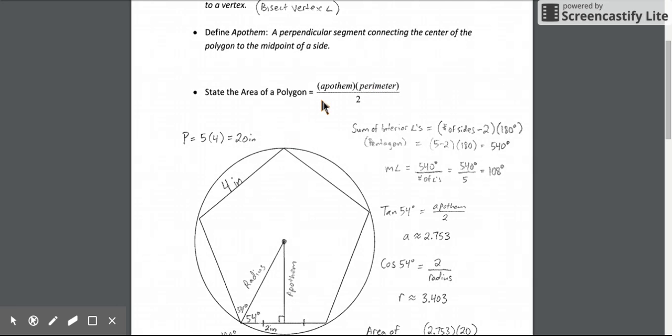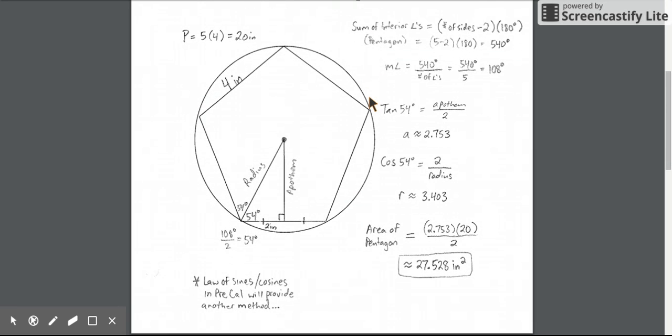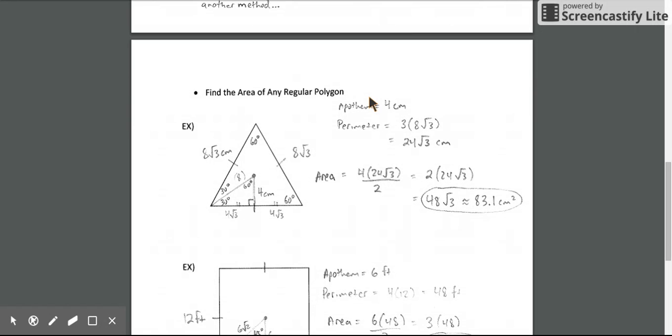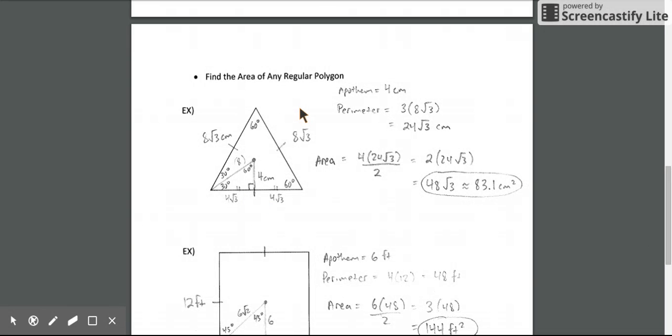To find the area of any regular polygon, all we have to do is take that apothem length and multiply it by its perimeter and divide by 2. So this pentagon is kind of complicated. We'll come back to that one. Let's start with a shape that we kind of already know how to find the area of. So here we have an equilateral triangle. We know that we could find the height of this triangle and do base times height divided by 2. That's one way to find the area. But let's see how we can use this new formula to get the exact same area.